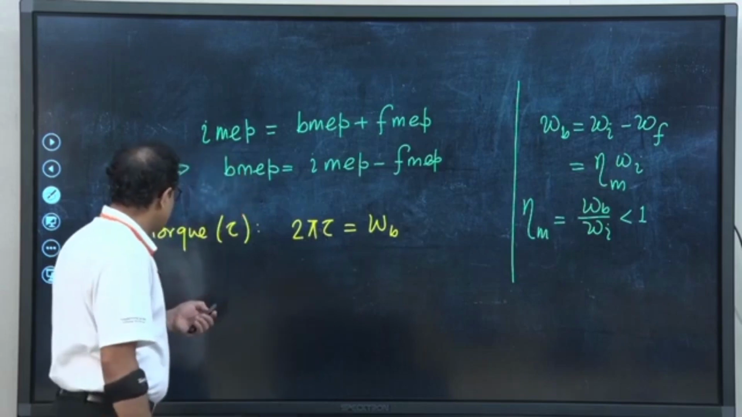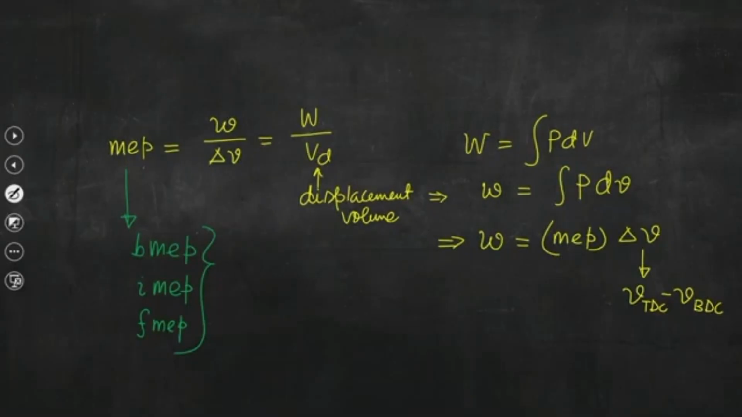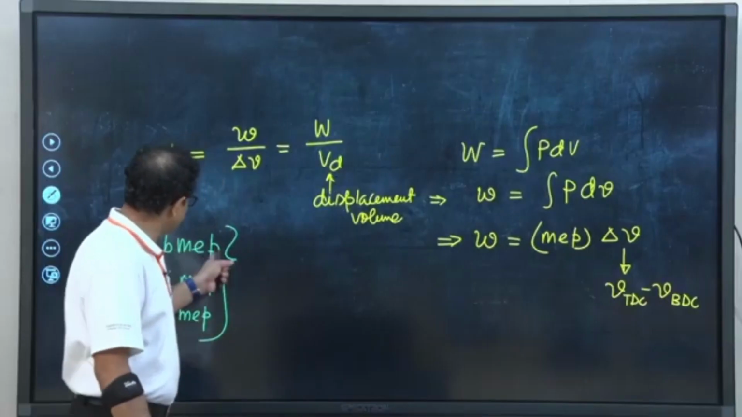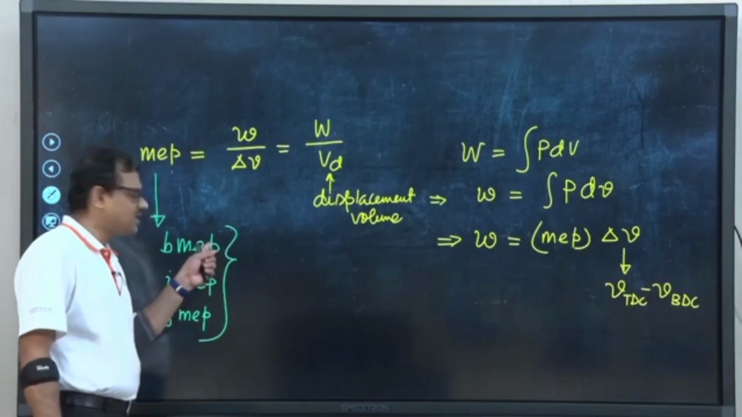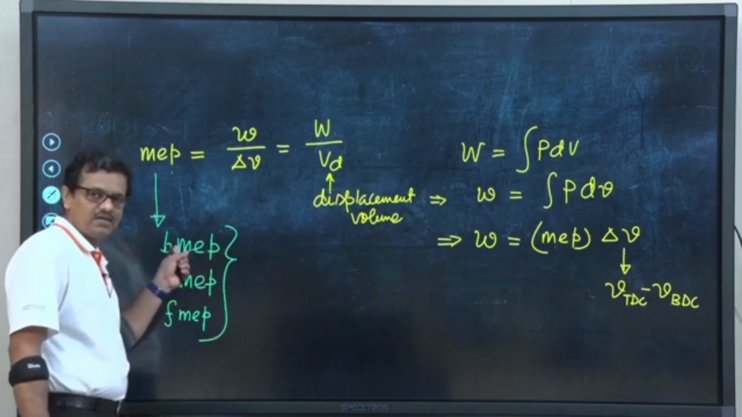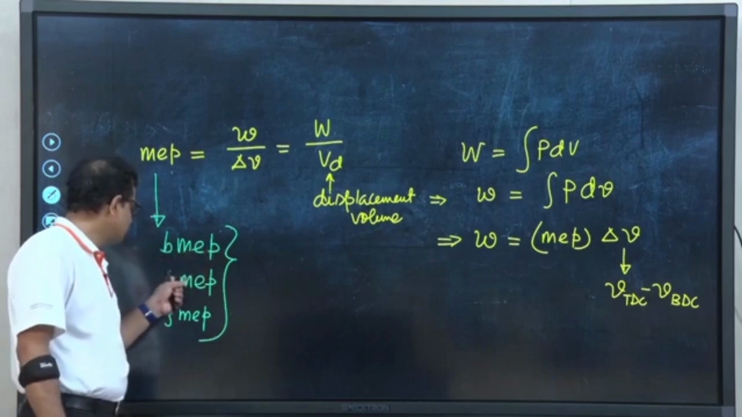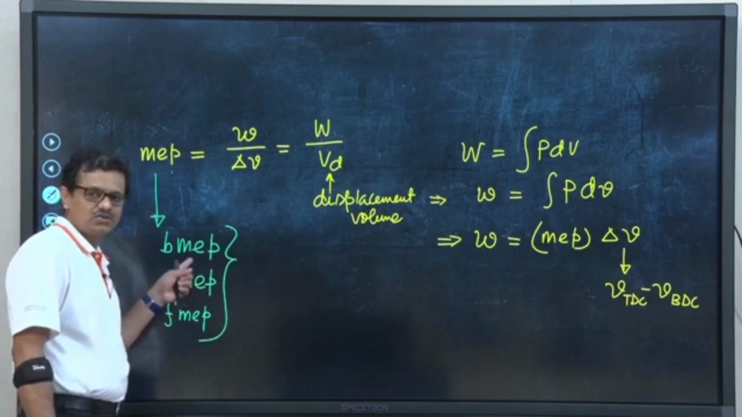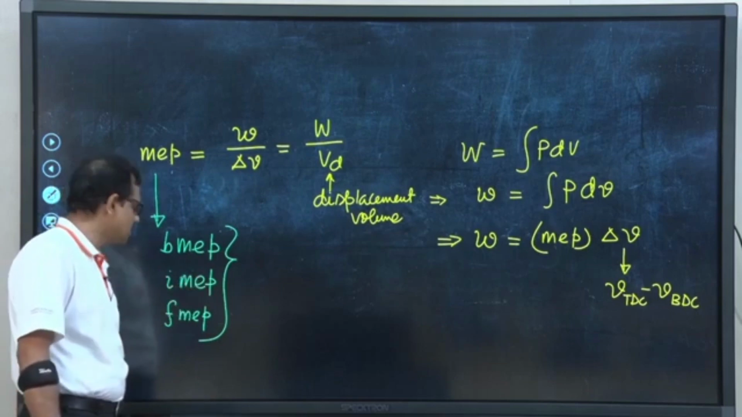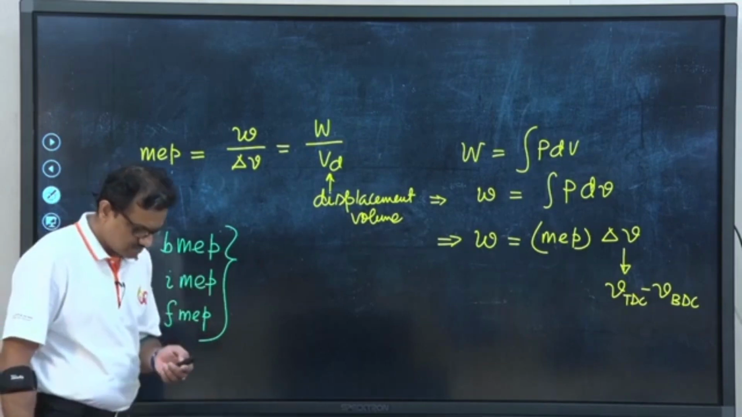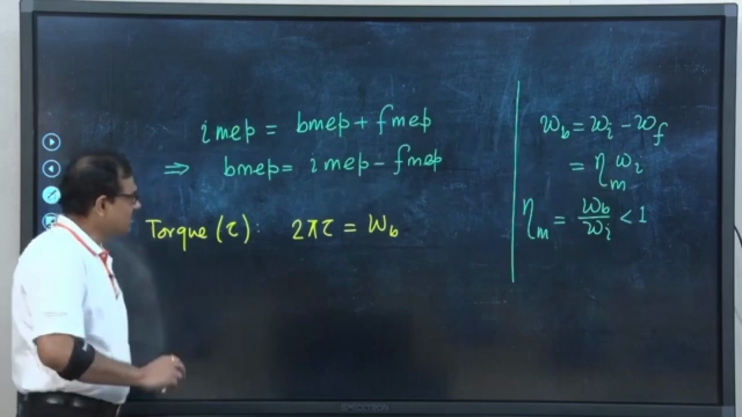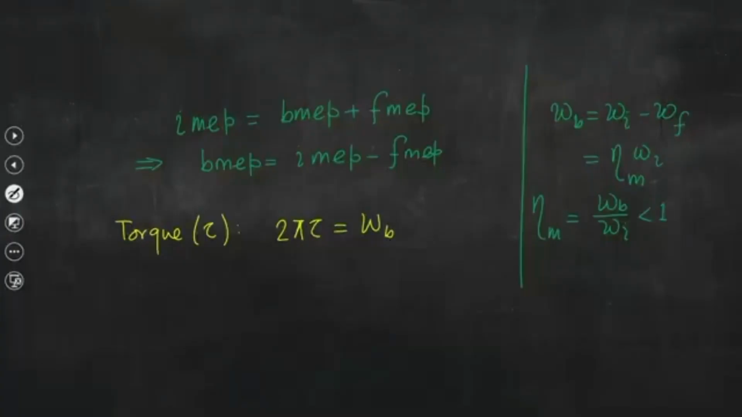In the last slide I have used this, not as a suffix, rather it is a prefix. So, the prefixes B, I and F are used to indicate several mean effective pressures. B is brake mean effective pressure, this prefix I is used to denote indicated mean effective pressure, and F is friction. Okay. So, now this is WB, and this can be written further.